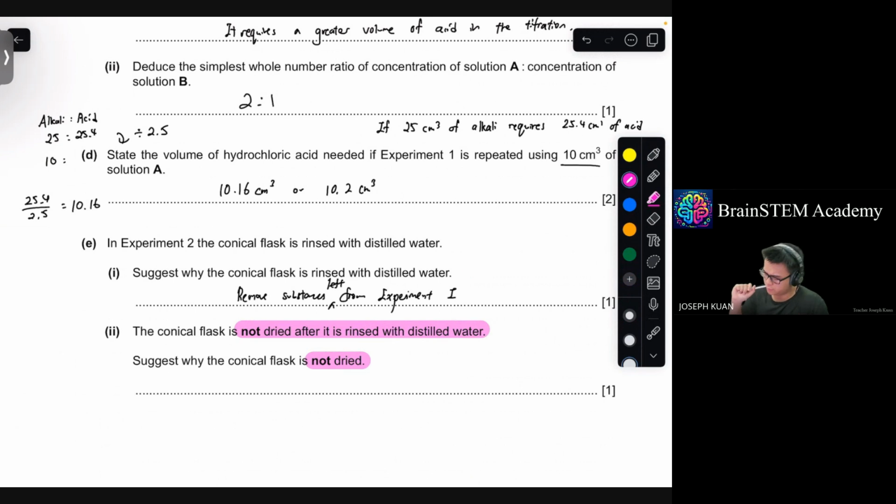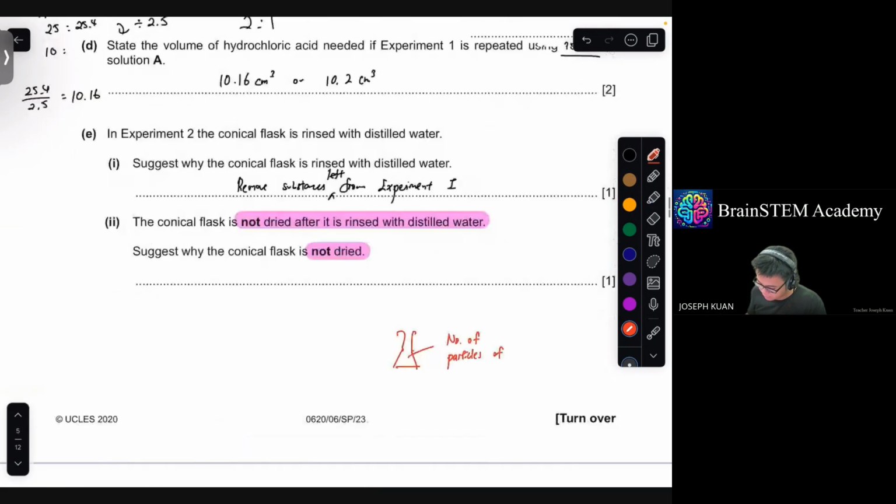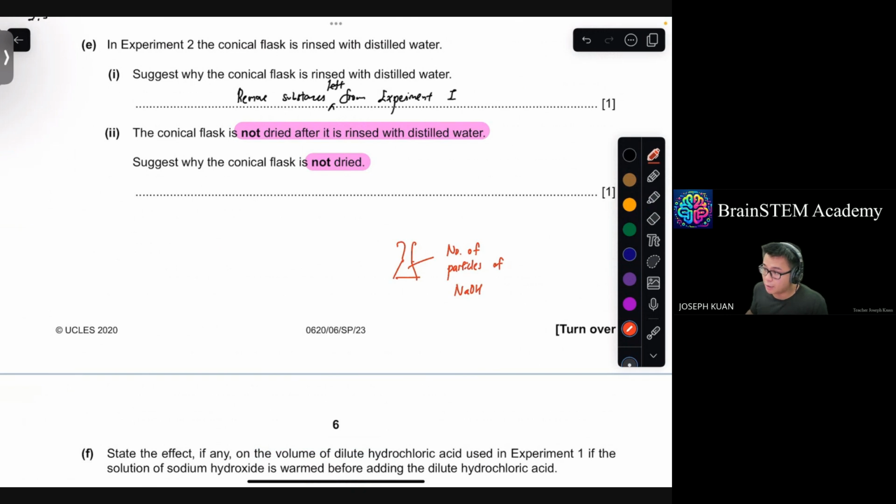Now, this requires a little bit stronger understanding of theory. You see, in your conical flask, the number of moles, the number of particles of the alkali, which in this case is sodium hydroxide, do not change despite how much water you add into the conical flask. Even if you add more water, the number of sodium hydroxide particles remains unchanged. So the neutralization process will not get affected.